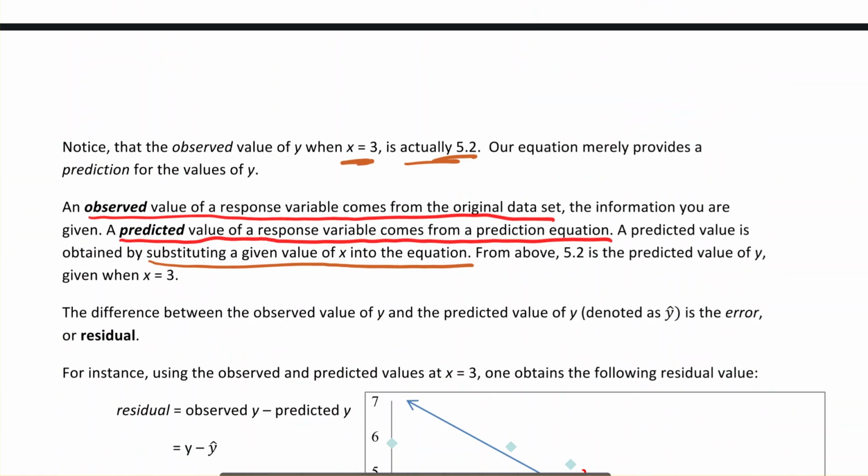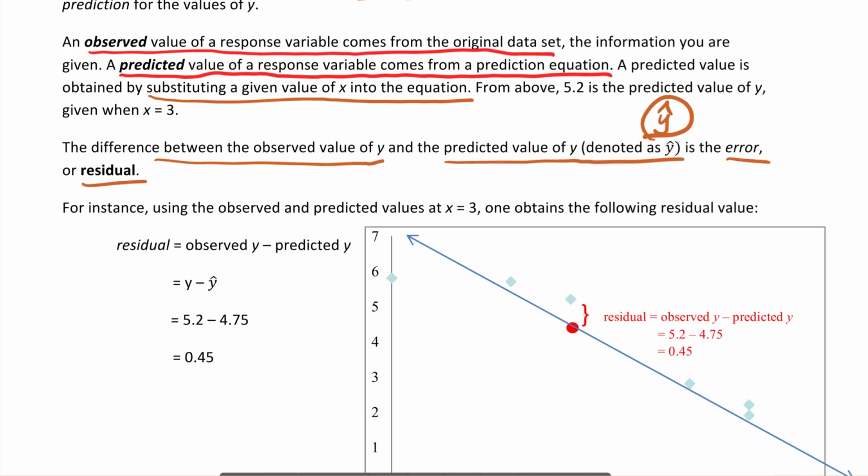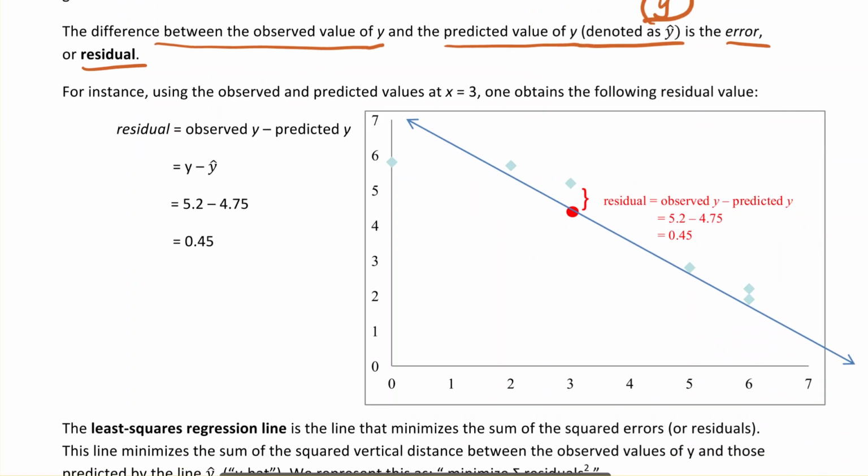And that error is called the residual. The difference between the observed value y and the predicted value, denoted as y hat because it's the prediction value, is called the error, which we call the residual. So for instance, using the observed and predicted values at x equals 3, there's some residual here, as we talked about.